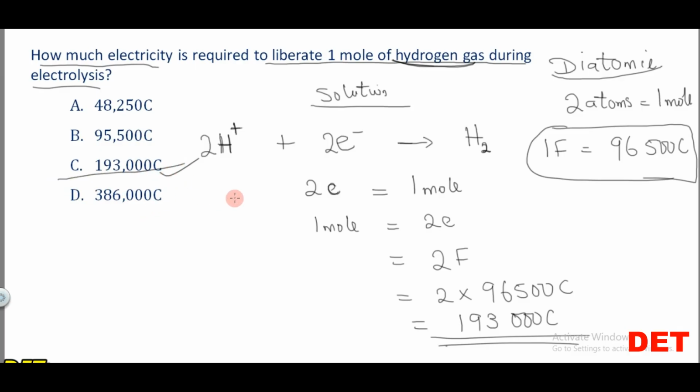It's a very simple and direct question. It's very important that you should know that hydrogen gas is an example of a diatomic element. So you can only find hydrogen as H2, hydrogen molecule as H2. And note this balanced equation is very important.